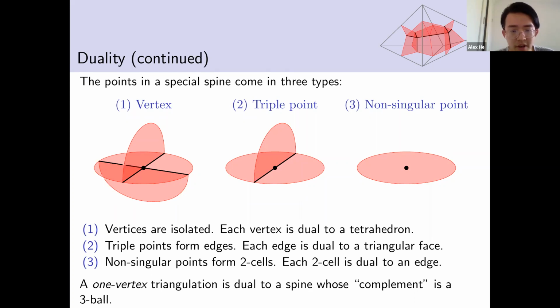So, okay, what am I saying here? The complement is a 3-ball. So imagine I delete the spine triangulation. Then you're left with these regions that are a neighborhood of this vertex, and a neighborhood of that vertex, and a neighborhood of this vertex, right? What you're left with is a neighborhood of all the vertices. But if you've only got one vertex, then when you delete the spine, all you're left with is a 3-ball. So what I'm saying is a spine that's dual to a one vertex triangulation, what that means is the complement of that spine topologically is a 3-ball. Okay.